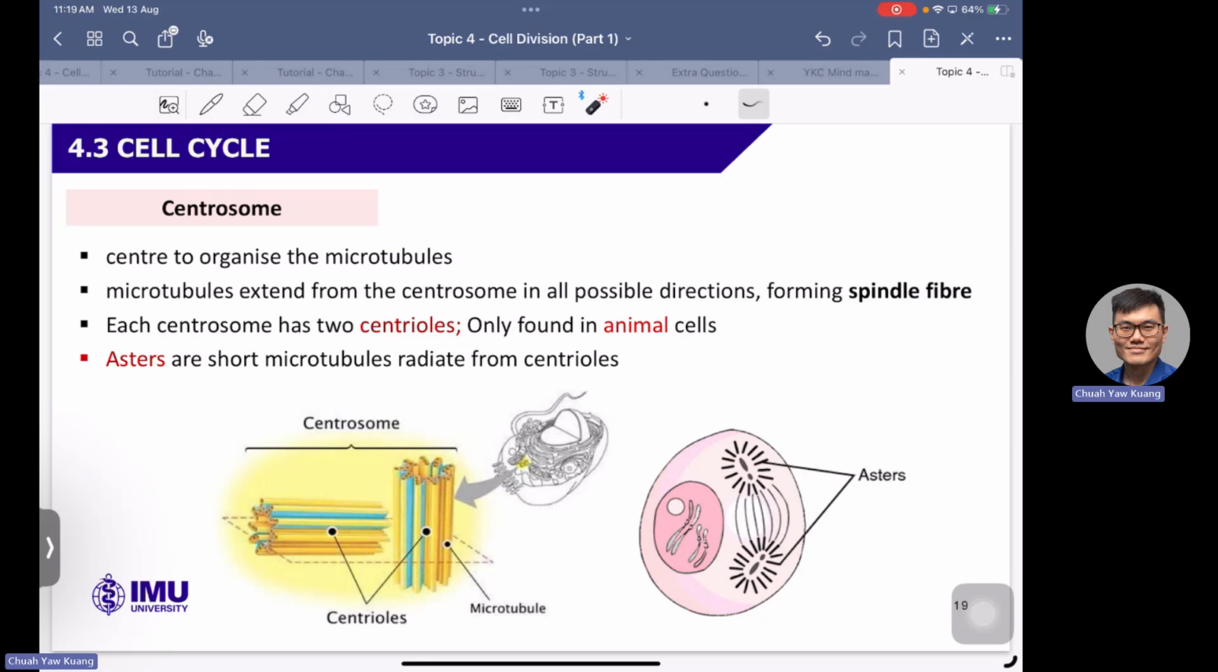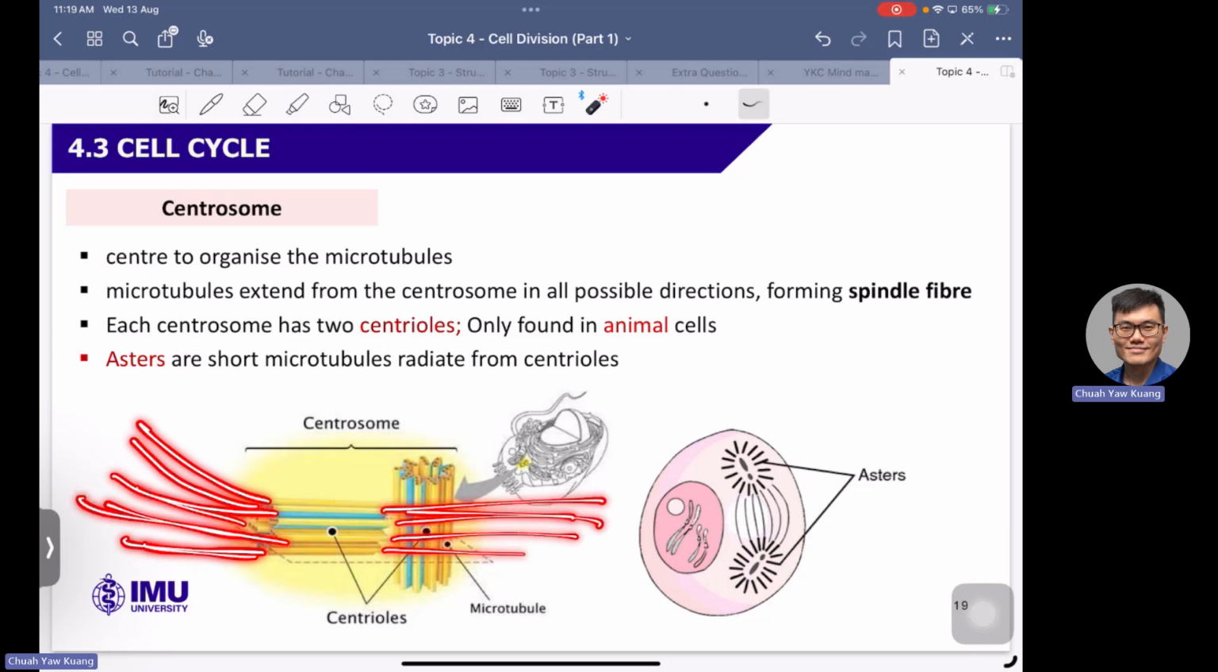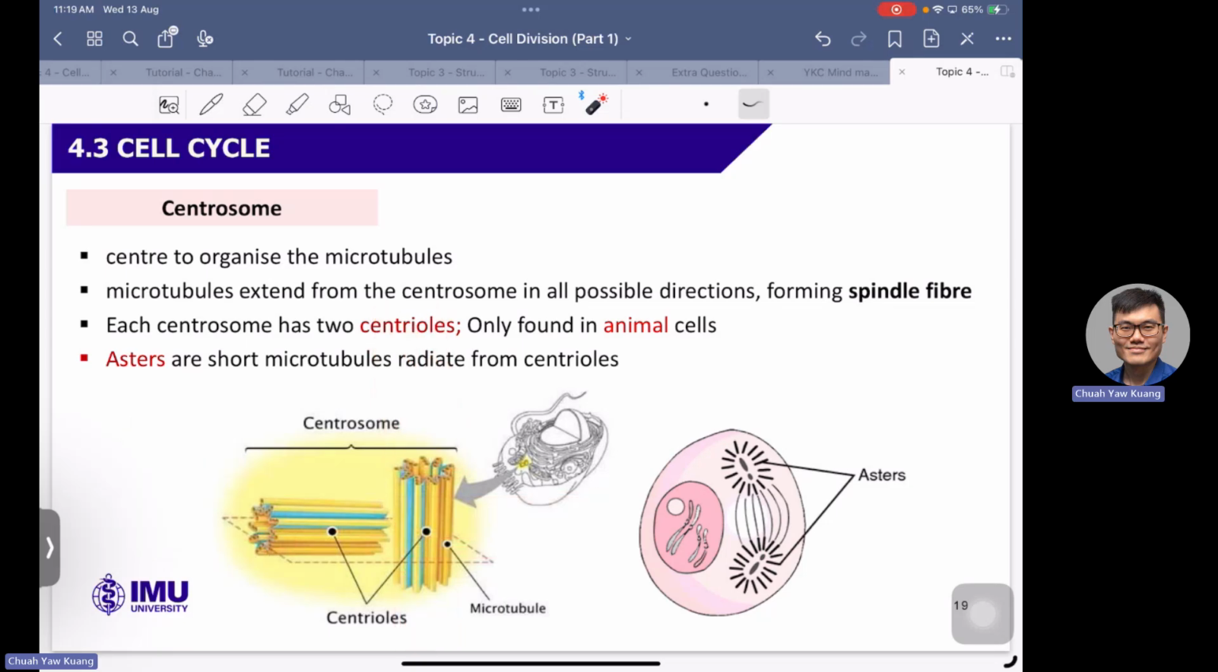For the centrosome, we know that it is made of centrioles, and centrioles are made of microtubules. That means they are able to work as MTOC, the microtubule organizing center. So every single centriole can produce so many microtubules, and that is actually the spindle fiber. The microtubules that make up the centriole can elongate and form the spindle fiber. So there will be a pair of centrosomes.